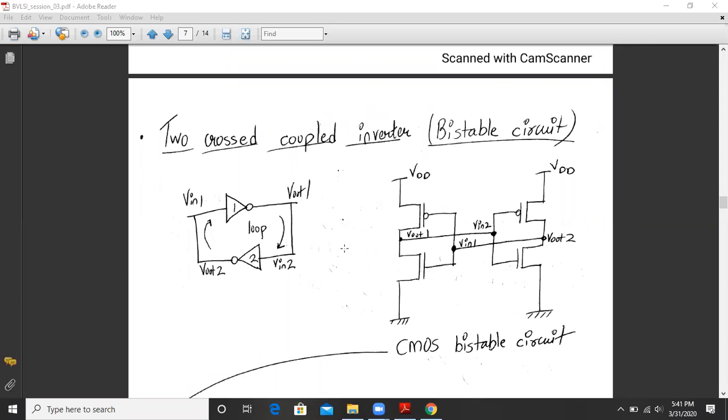If we want to implement it in CMOS inverter form, this is my inverter number 1 and this is my inverter number 2, and they are cross coupled like this. That is, the output of the first inverter is connected back to the input of the second inverter, and the input of the first inverter is connected to the output of the second inverter. So this is my CMOS bi-stable circuit. I'll give you 5 seconds to have a look at the diagram. Okay, we will proceed ahead.